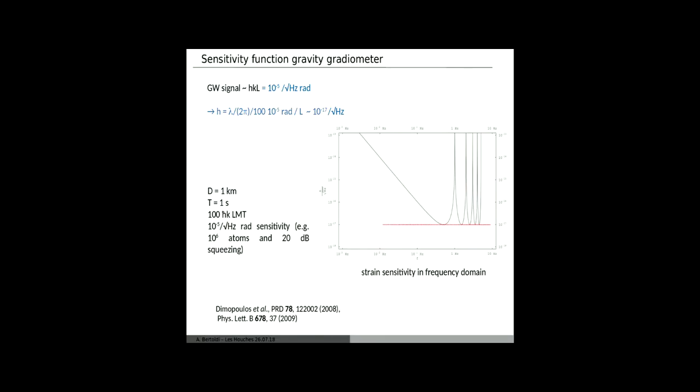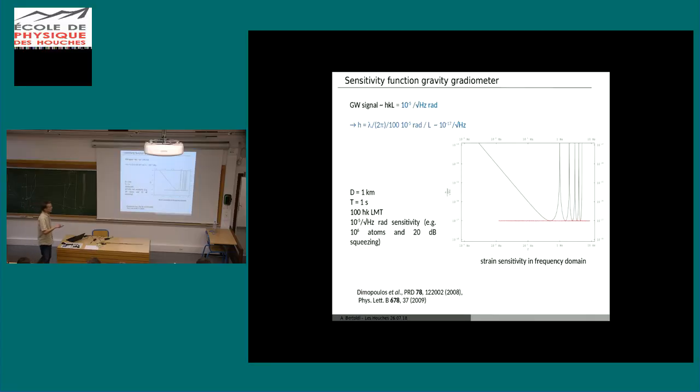Second point is how it's possible to get to 10 to the minus 17 per square root of hertz. So as I said, they consider 10 to the minus 5 per square root of hertz sensitivity. This is proportional to the signal, as I said before, h k L. And if you just isolate h, you obtain this value. So 10 to the minus 17 per square root of hertz.